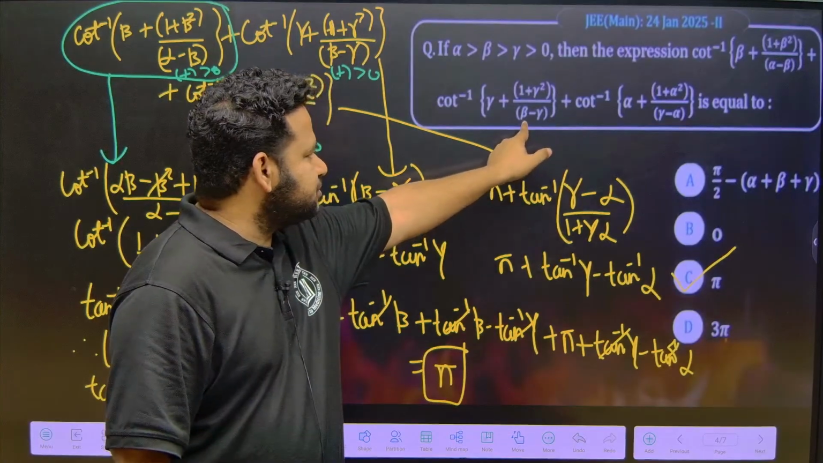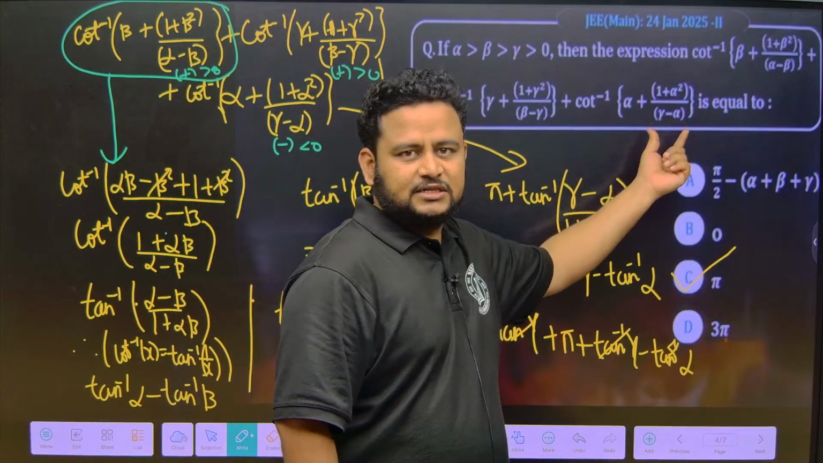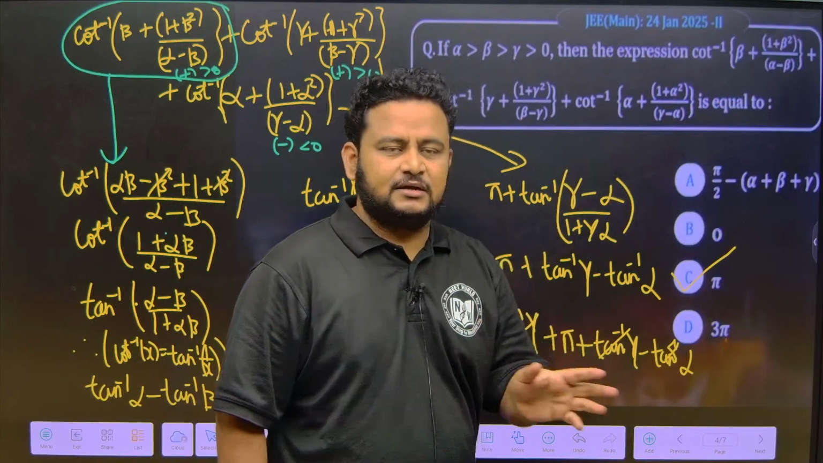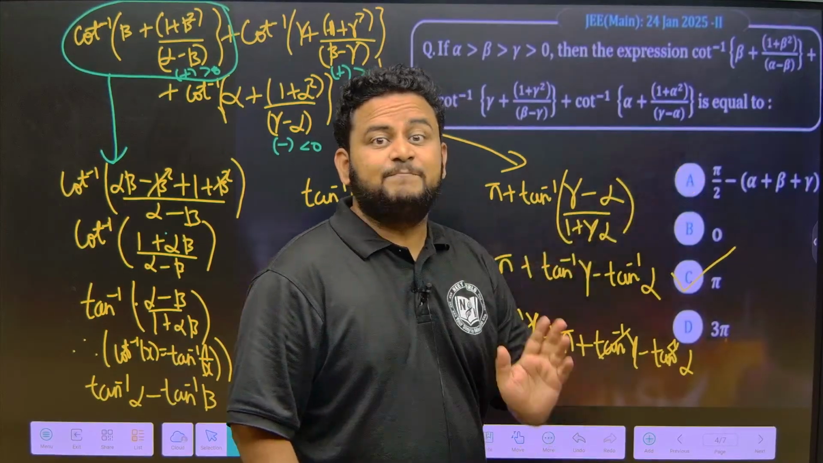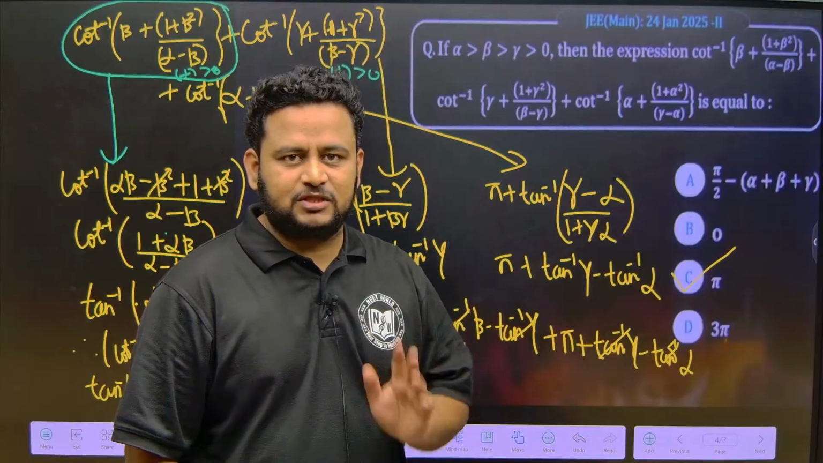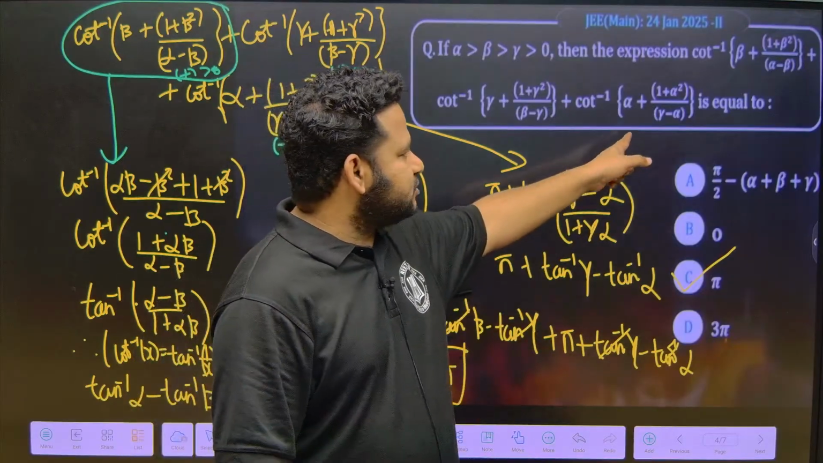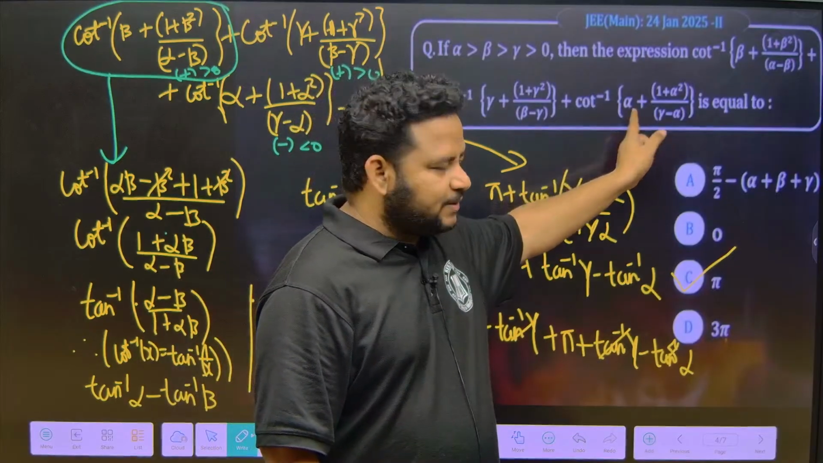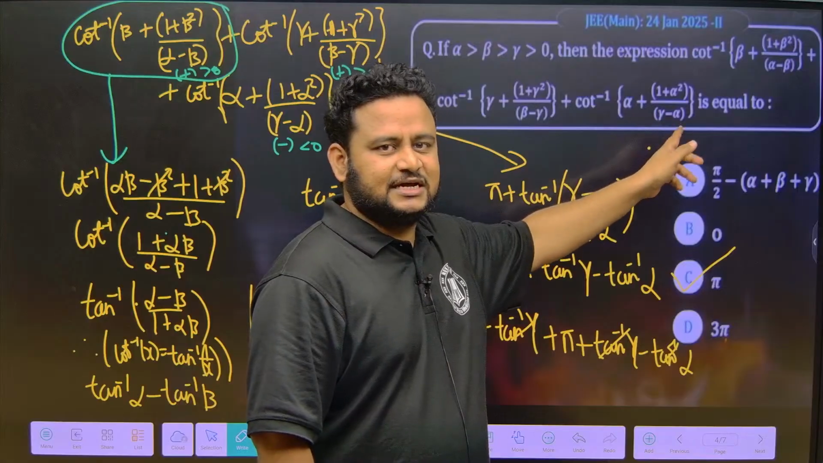Here everything is positive. Here also it is positive. Here it is negative. When it is negative, that is, where the denominator is less than 0, that time you have to use pi plus tan inverse. Please remember the property. So this will become pi plus tan inverse of gamma minus tan inverse of alpha.